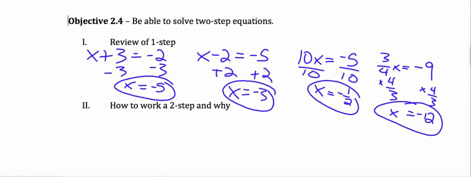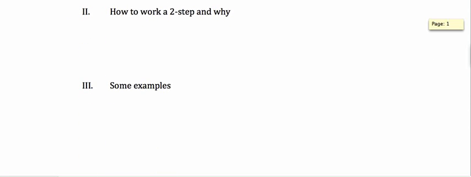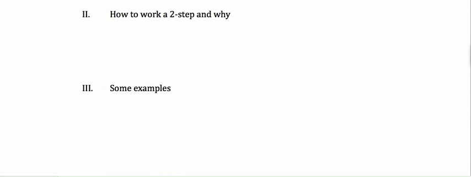Okay, how to work a two-step and why. So a two-step equation is basically just going to look like a combination of one of the two that we just had on the left with one of the two that we just had on the right. So as an example, it might look like this. That might be an example of a two-step equation.